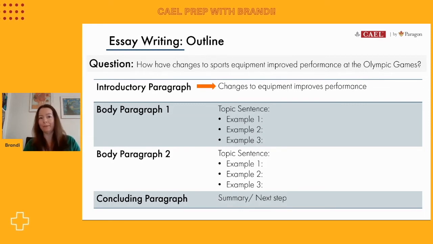When we start typing, we're actually going to change the wording anyway into academic language. So let's just get the ideas down really quickly. Now, this is only a statement. This is only half the idea. What's missing from this introduction is the how. We have to clearly identify how these changes to equipment are improving performance.